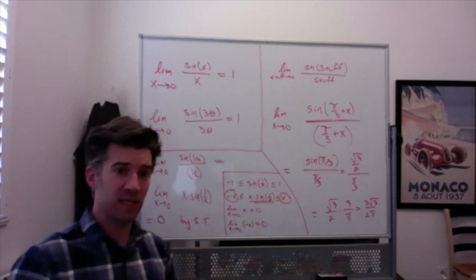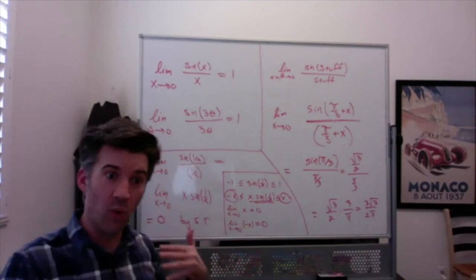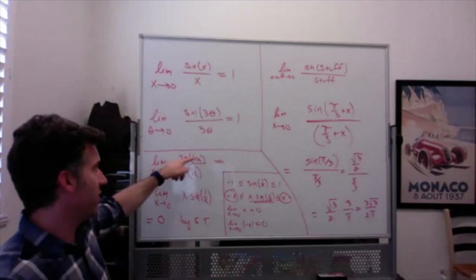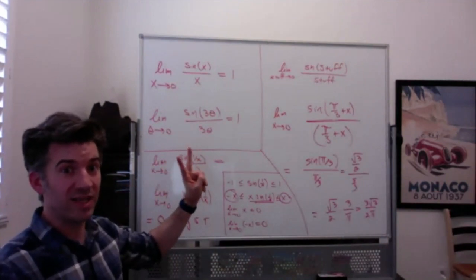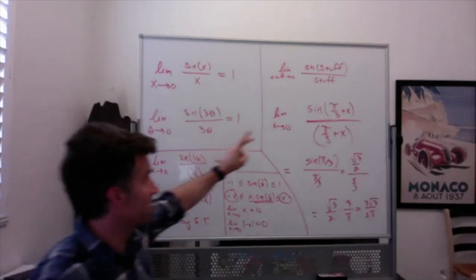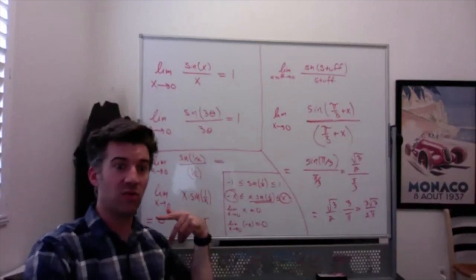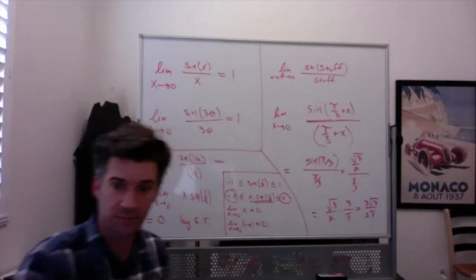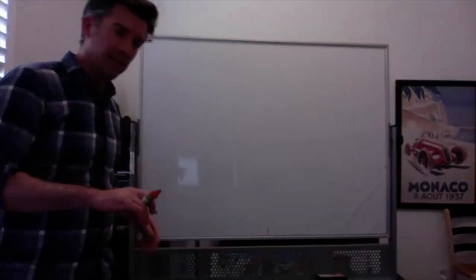What I'm trying to emphasize here is don't let yourself get fooled. To say that this type of limit is equal to 1, you have to have sine of a thing over the same exact thing. Additionally, the things have to both be getting closer and closer to 0. They can't be getting closer and closer to pi over 3. They can't be getting infinitely large. 0 is the only place they're allowed to be getting closer to. All right, with that in mind, let's look at some examples.